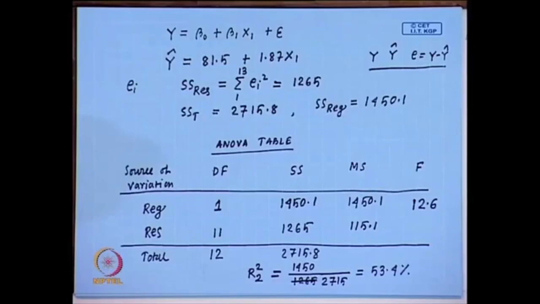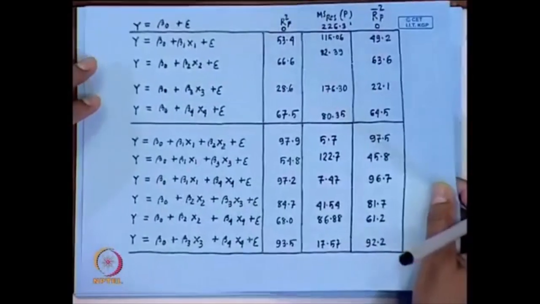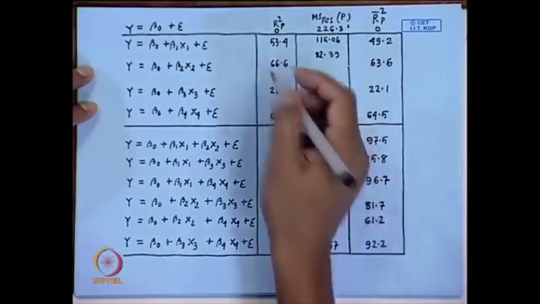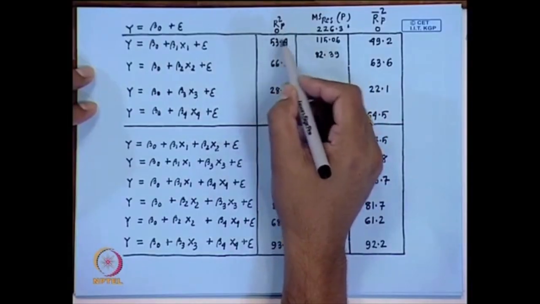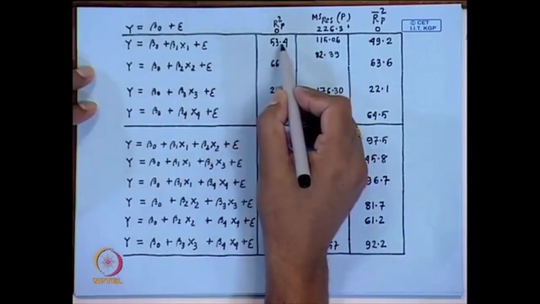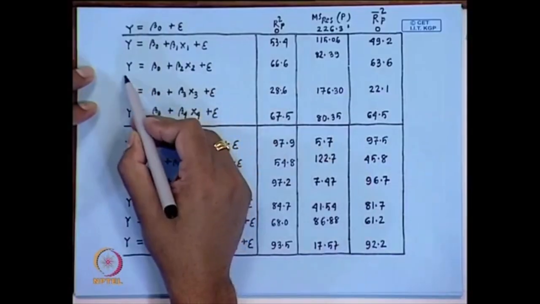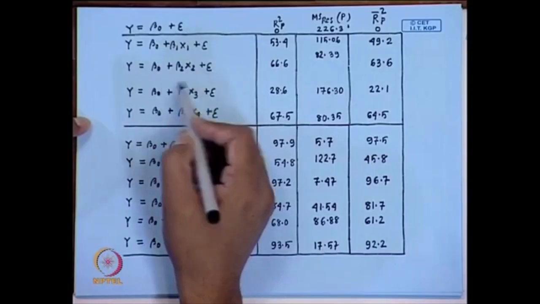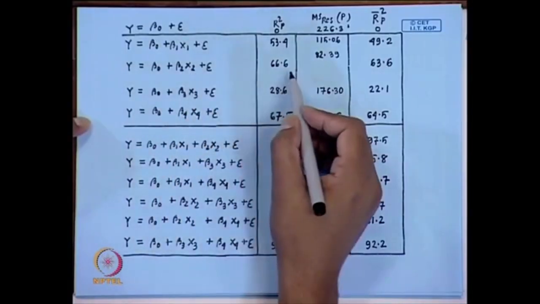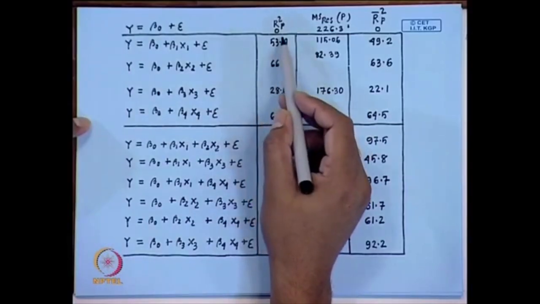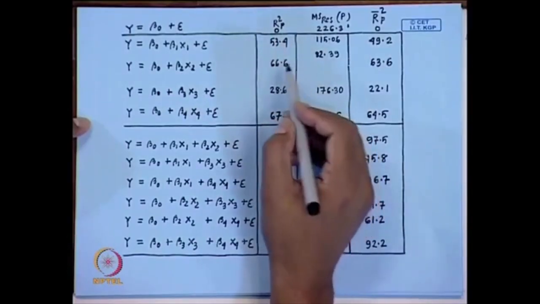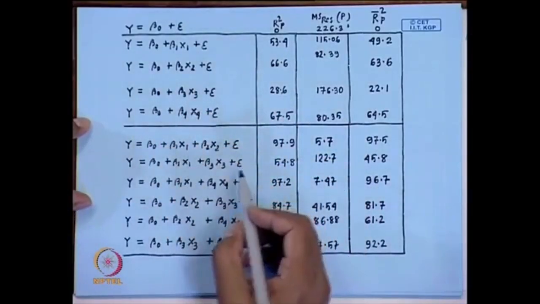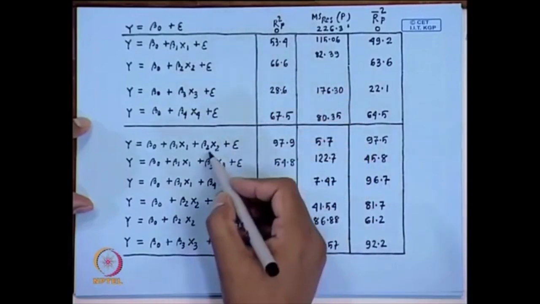Well, so what I want to say now is, look at this table here. We have computed the coefficient of multiple determination for this model, that is 53.4. Similarly, you fit this model, which also involves one regressor variable, x 2. You find out the corresponding ANOVA table, and then you compute the R square value. So this is the coefficient of determination associated with this model, and similarly you do it for all the models.